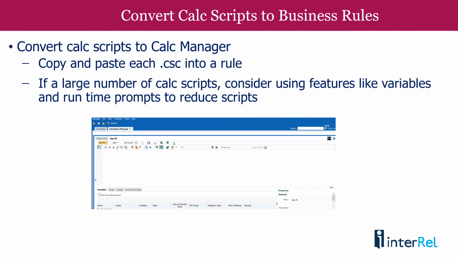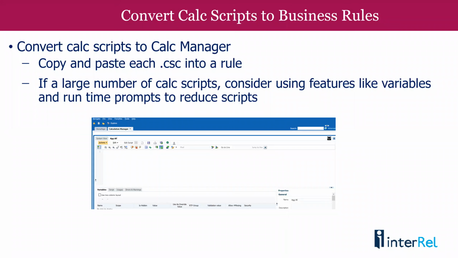We had, I think, 70 rules that we had to migrate. So you can migrate them beforehand to make your migration easier, or you can do it in the cloud because the process is the same. You have to copy the text of your calc script into a business rule. So the more you can do while you're still on-prem, the easier your migration will be.